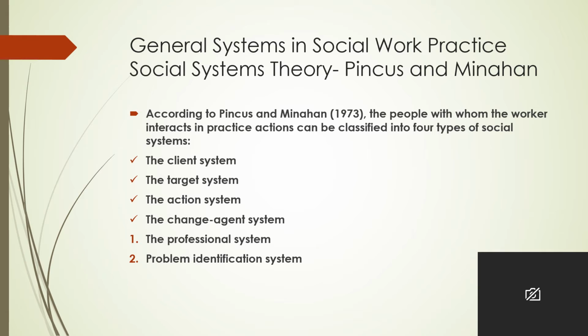There are four types of social systems according to Pincus and Minahan. They are the following: the client system, the target system, the action system, the change agent system, the professional system, and the problem identification system. These systems are developed on the basis of the people with whom the worker interacts.